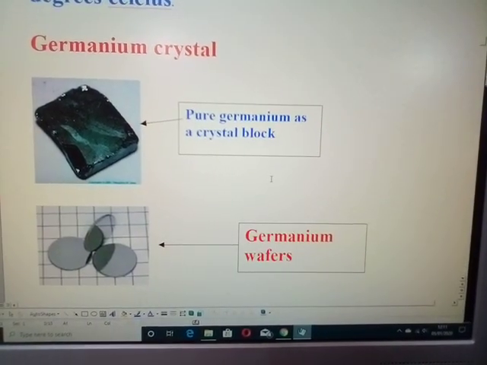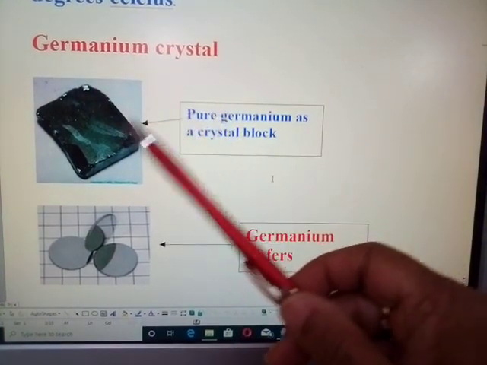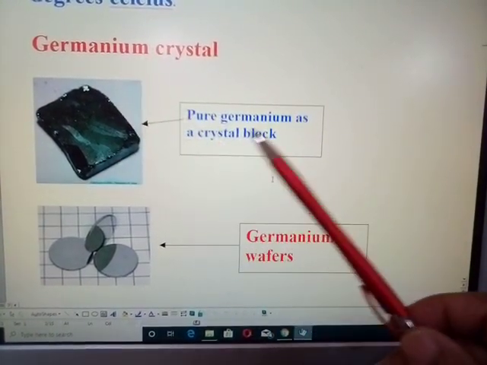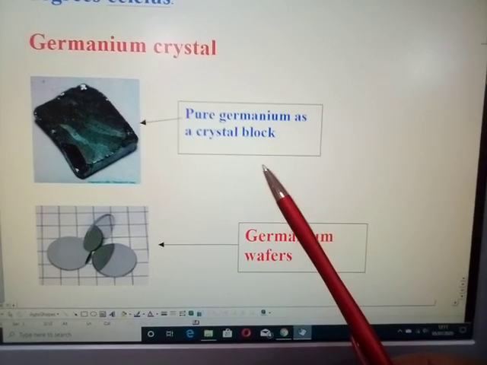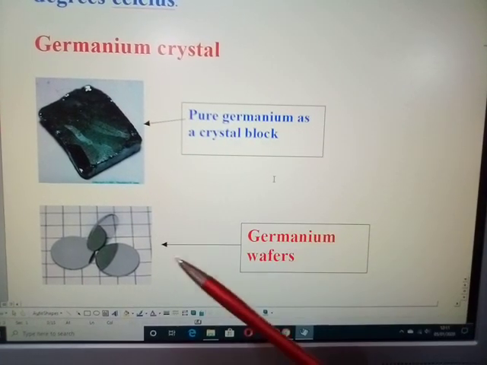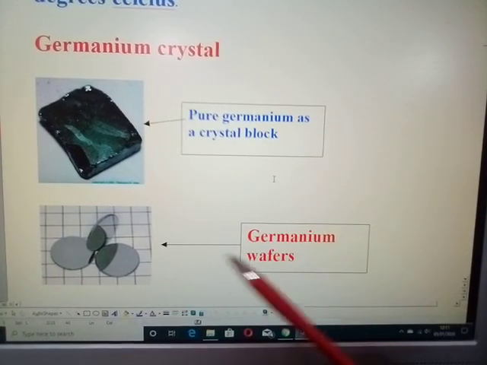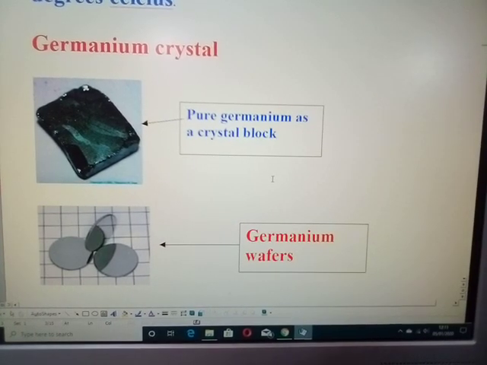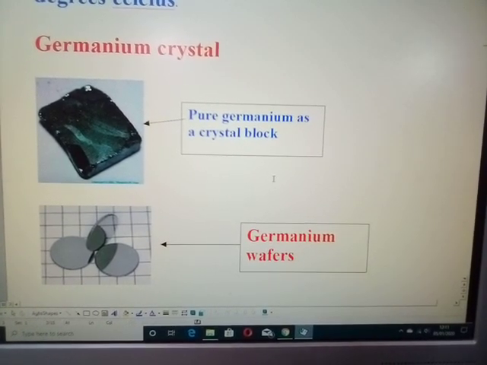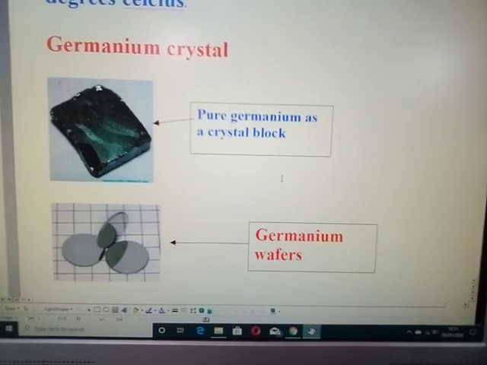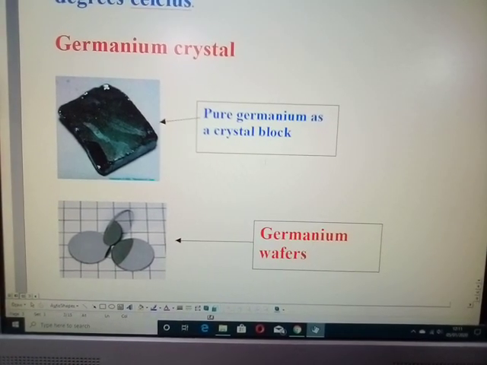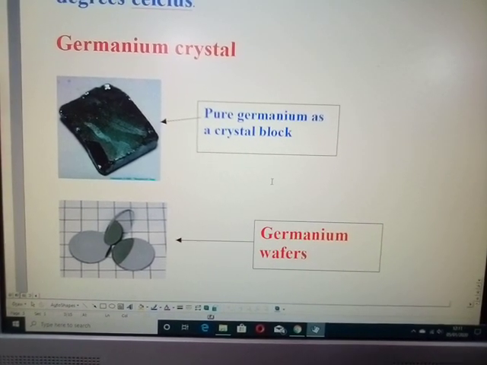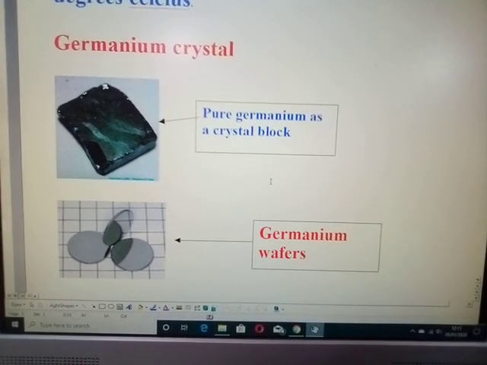And here we have germanium crystals. This is just a germanium crystal, pure germanium as a crystal block. Okay, that's all I've done here to show you. And here what happens then, these are taken off as wafers, so it goes through a machine and it's just skimmed like a wafer, like you're skimming a biscuit. Okay, and these wafers are quite thin.